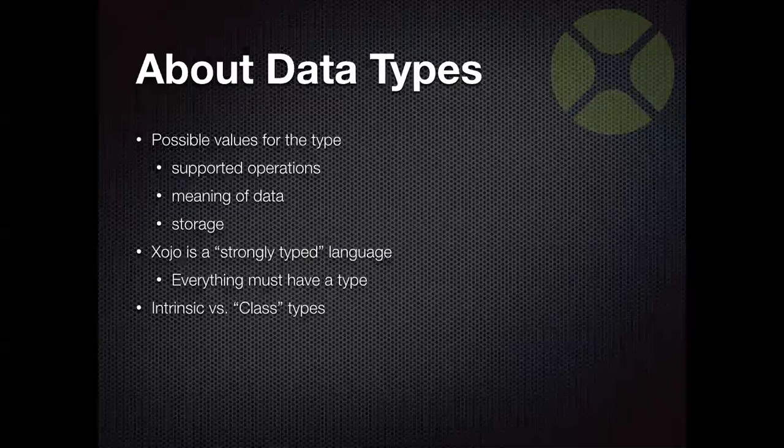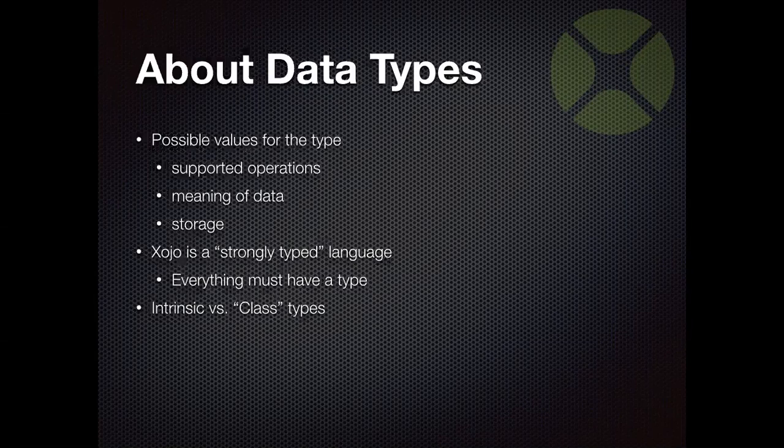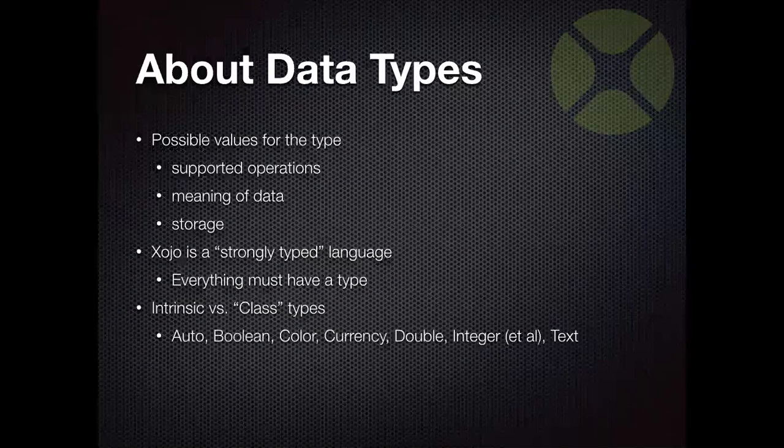Now, before we get too far along, I want to bring up the concept of what we call our intrinsic types versus pretty much everything else, which are class types. Now, the intrinsic types are the types that are built into Xojo. These are native types. They behave a little bit differently than classes. You don't have to instantiate them or anything like that. And these are the types of auto, Boolean, color, currency, double, integer, and all the related integer ones, and then text.